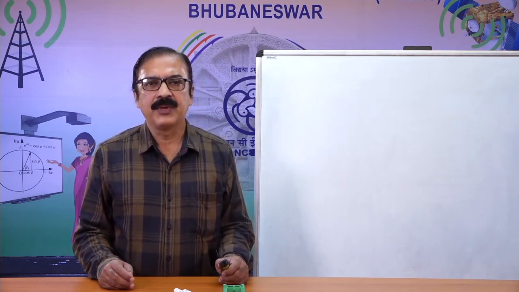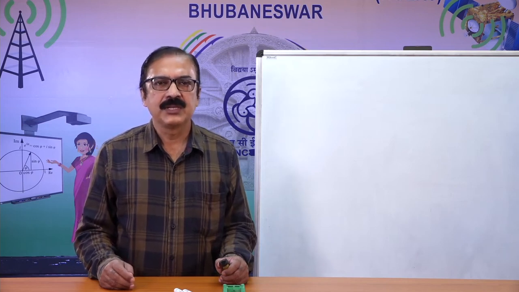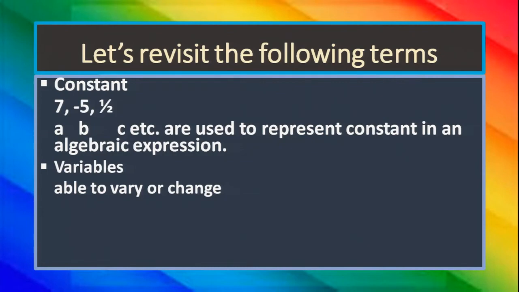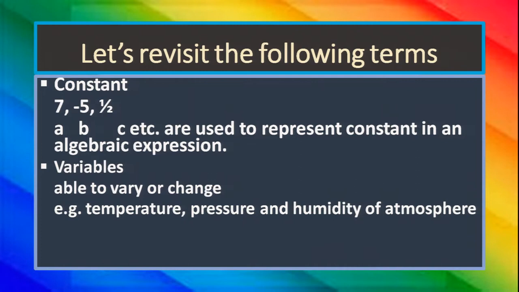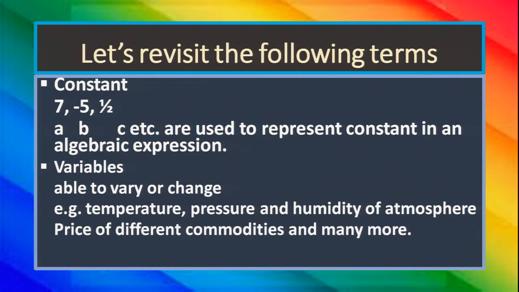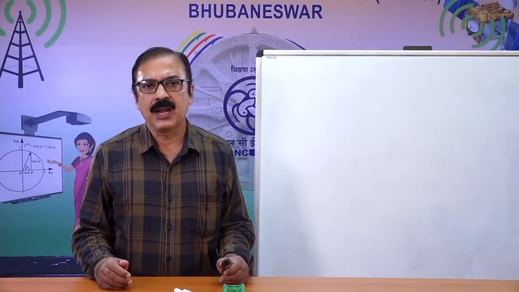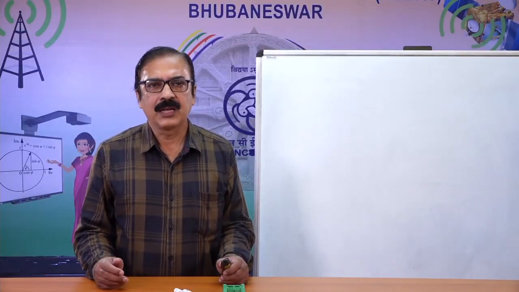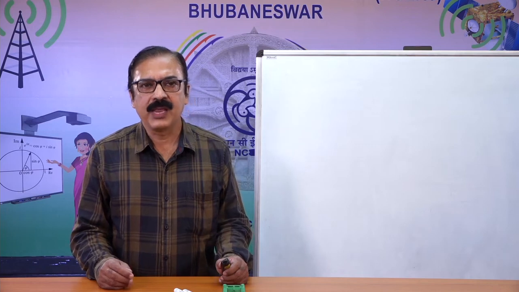And what is a variable? The variable means the value changes, which is able to vary or change. Let's see some examples such as temperature, pressure, and humidity of atmosphere, or price of different commodities, and many more. So in our day-to-day life, we come across various variables.